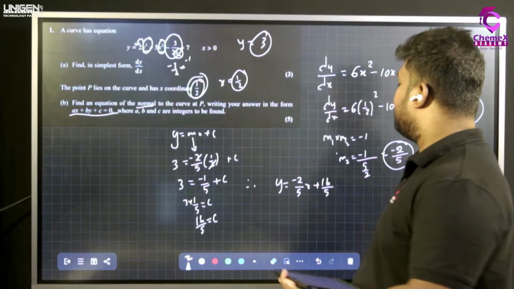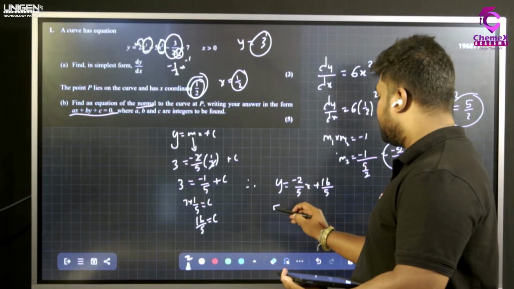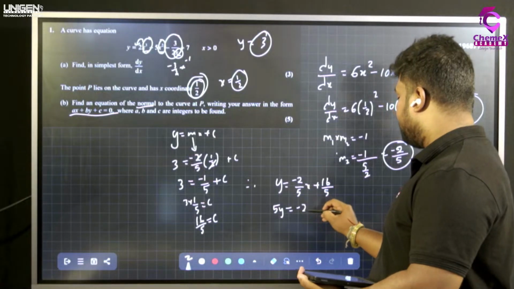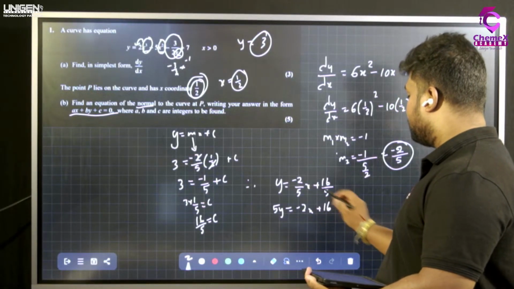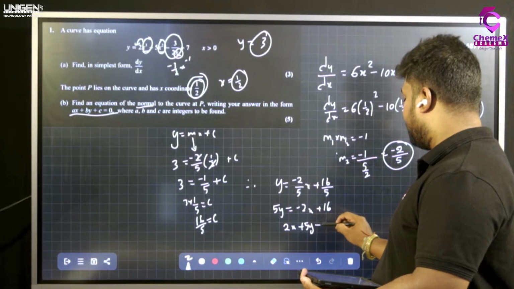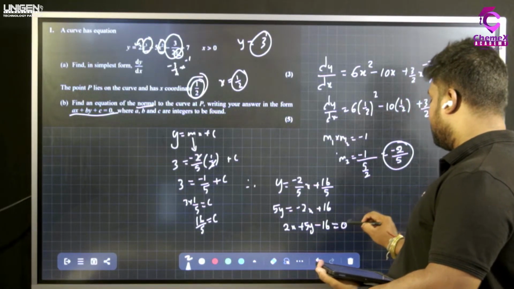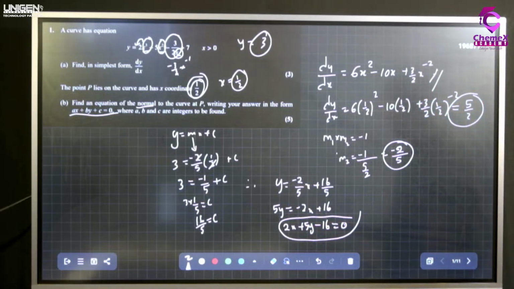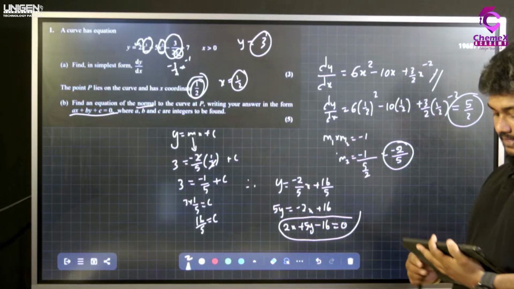Multiply the whole thing by 5. So 5y equals minus 2x plus 16. So take everything to one side. 2x plus 5y minus 16 equals 0. So this is the equation of what?